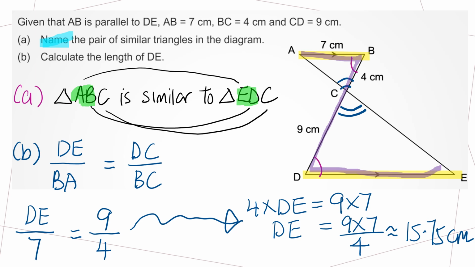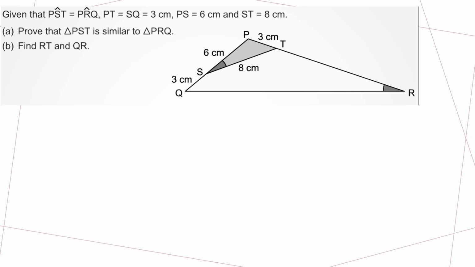Right, let's look at the next one. The next question is slightly more challenging because the two triangles may not look similar to you. In the earlier few examples, the triangles do look similar to us. Here it does not appear to be similar, but not to worry, because in part A you're asked to prove. That means you're told that triangle PST is similar to PRQ. You just need to write statements to prove that they're similar.